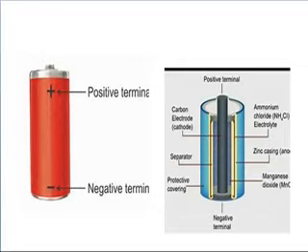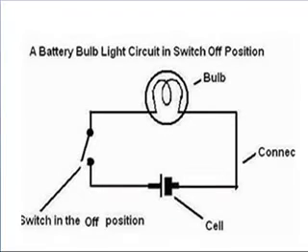Now let us understand a circuit. Let's have the next slide. A circuit is represented here by diagrams. A bulb, and the connection is wire, and then a cell with a positive and a negative, and a switch. Here the switch is off.